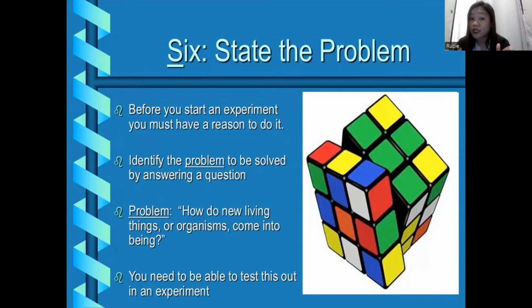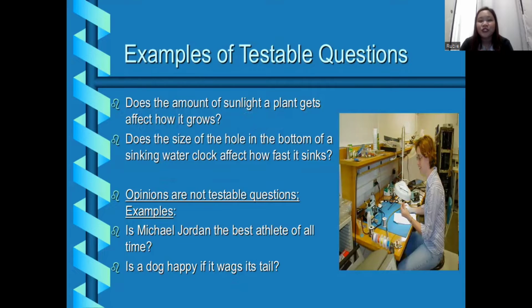Of course, before we start an experiment, you must have a reason to do it, to identify the problem to be solved by answering a question. One good example of stating a problem is this: how do new living things or organisms come into being? That is a very good question. These are examples of testable questions. Does the amount of sunlight a plant gets affect how it grows? Or another good example of a testable question is, does the size of the hole in the bottom of a sinking water clock affect how fast it sinks?